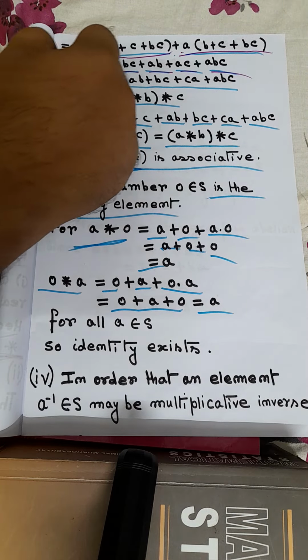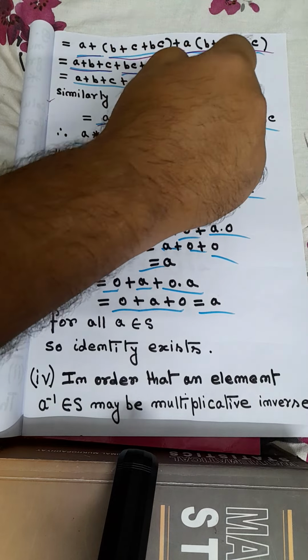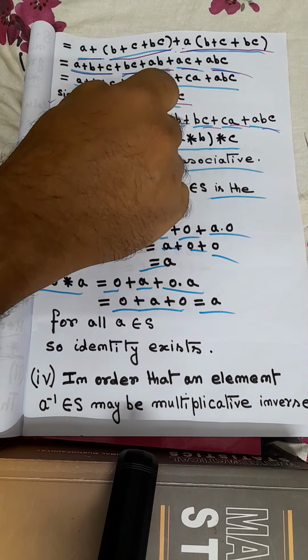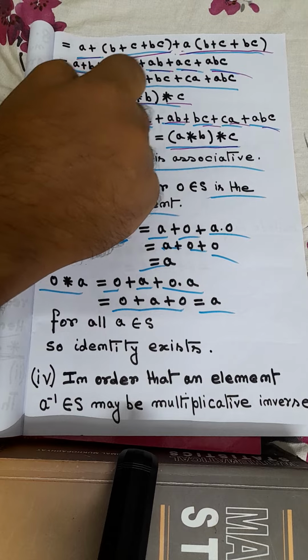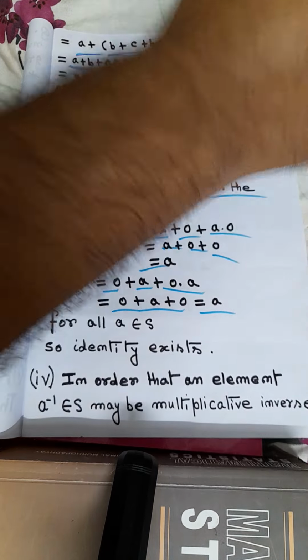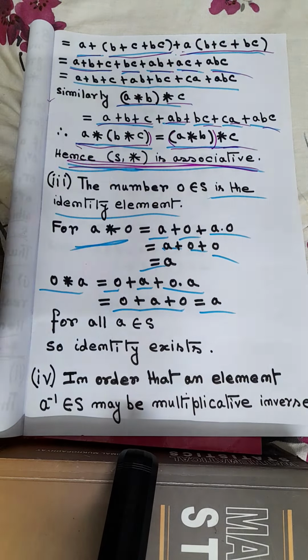And similarly, if we do (a operation b) operation c, we will get a plus b plus c plus bc plus ab plus ac plus abc. So we can say that a operation (b operation c) equals (a operation b) operation c, correct? Hence, this is associative.